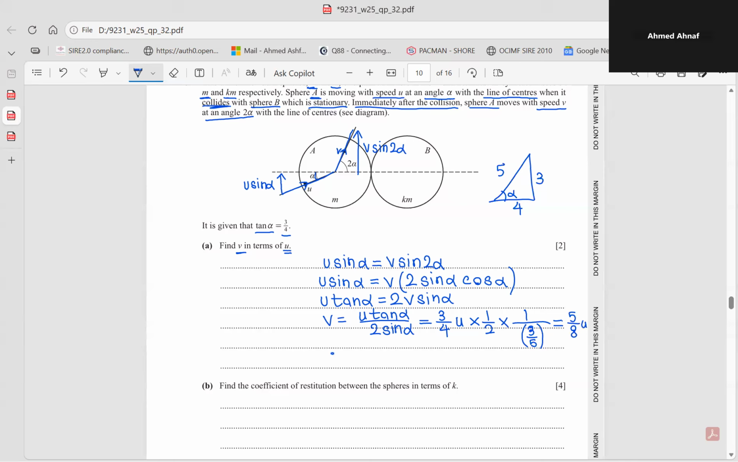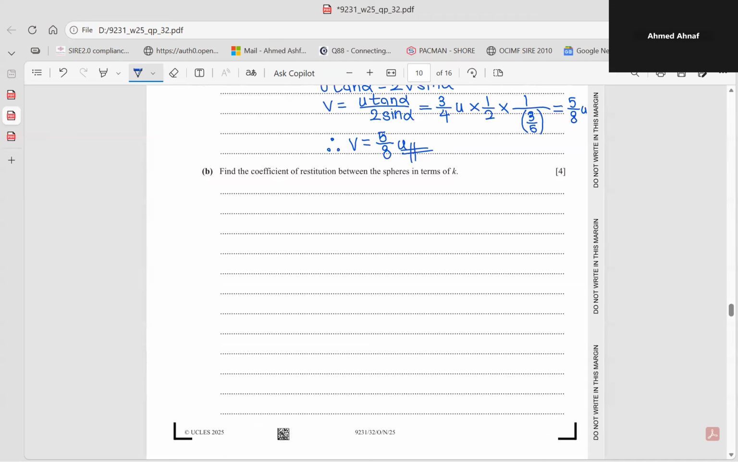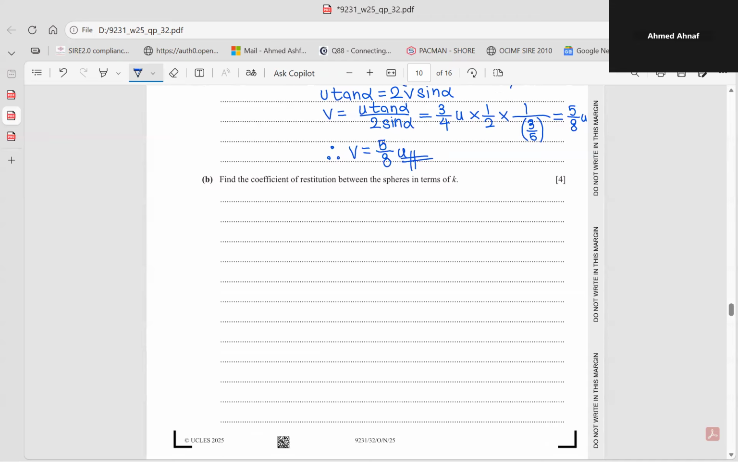Therefore the final answer is v equals 5 over 8 u. So this would be the final answer for the first part. Let's move on to the next part.